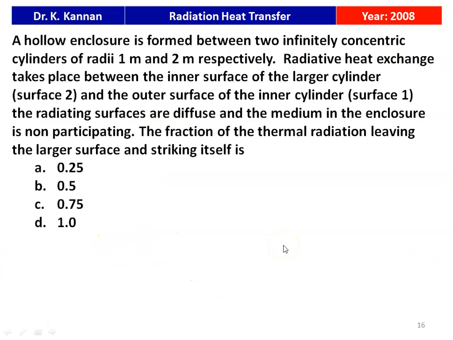Next question from 2008 question paper: a hollow enclosure is formed between two infinitely long concentric cylinders of radii 1 meter and 2 meter respectively. Radiative heat exchange takes place between the inner surface of the larger cylinder, surface 2, and the outer surface of the inner cylinder, surface 1. Radiating surfaces are diffuse and the medium in the enclosure is not participating. The fraction of thermal radiation leaving the larger surface that strikes itself is 0.25, 0.5, 0.75 or 1.0.